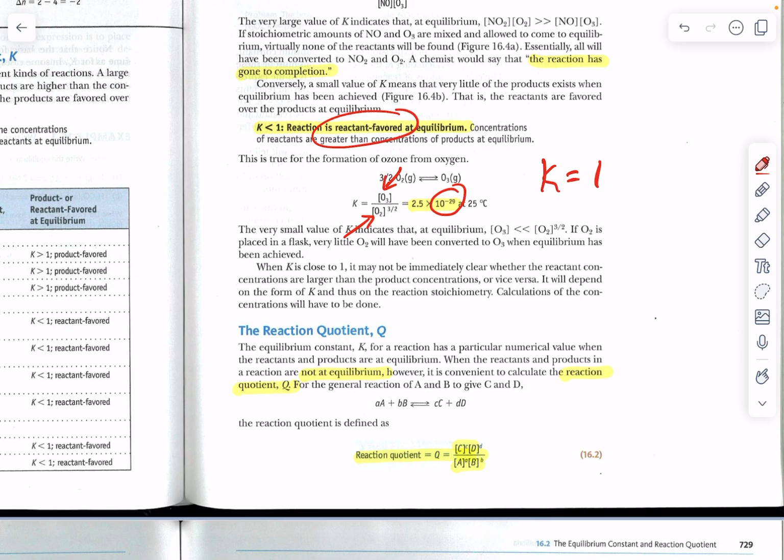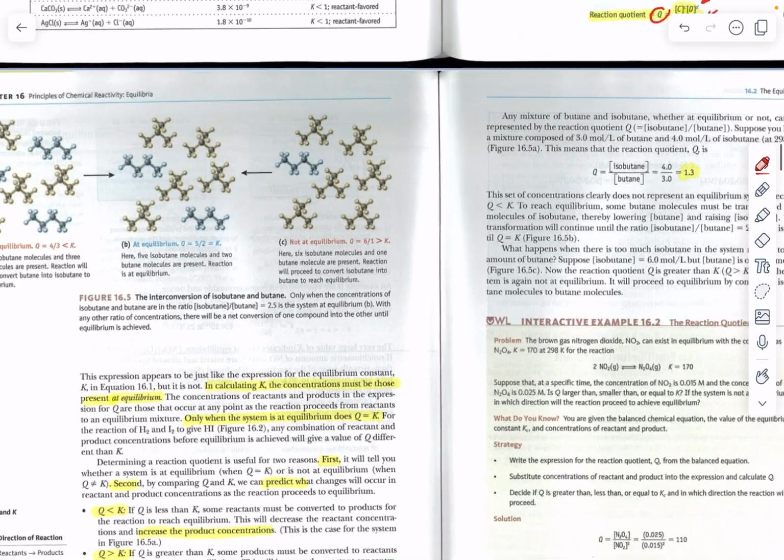Now, what if you're not at equilibrium? We're down here now. If you're not at equilibrium, or you don't know whether or not you're at equilibrium, you can still create an equation that looks like the equilibrium constant expression, but since you're not positive about whether you're at equilibrium or not, we'll just call it Q. Q here represents the quotient. Remember, the quotient is what you get when you divide something by something else. And so when we do the same thing we did with equilibrium constant expressions, and we get this value of Q, all we need to do is compare the Q to the K. And that gives us a lot of good information.